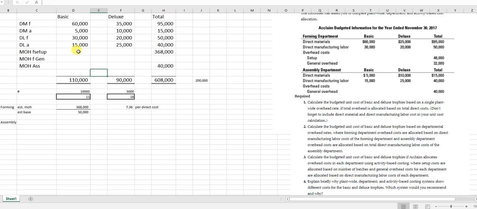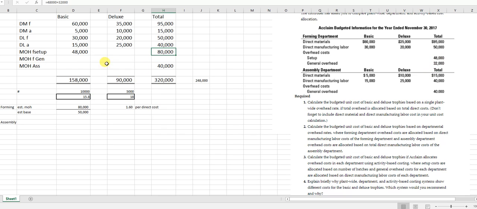So now I'm going to allocate that. So I want this direct labor of the forming times my 736. Oh. Okay. Let me pause that to get my correct numbers in there because I deleted some things. All right, I typed in 320,000 up there. So now I have the right number, which is the 48,000 plus the 32,000 is 80,000.